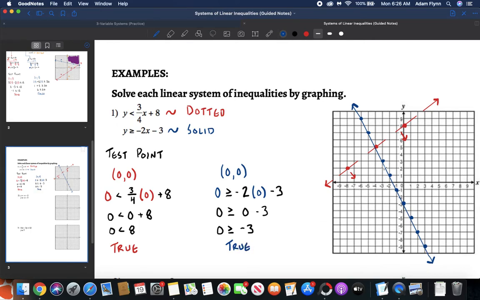So if I go to my blue line, I'm ignoring my red one. I've got this left section and this right section. 0, 0 was in the right section, and it was true, so that means I'm going to shade the side that 0, 0 is on. So that narrows it down to this section down here.